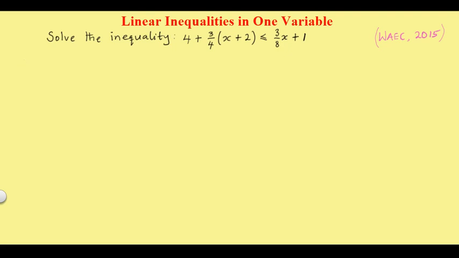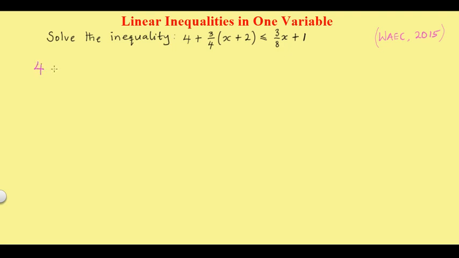We approach it the same way we approach our linear equation. We must just take into consideration that if we need to divide both terms, both left hand side and right hand side of the inequality, by a negative number, the inequality sign will flip, that is, will change. So let's solve this.